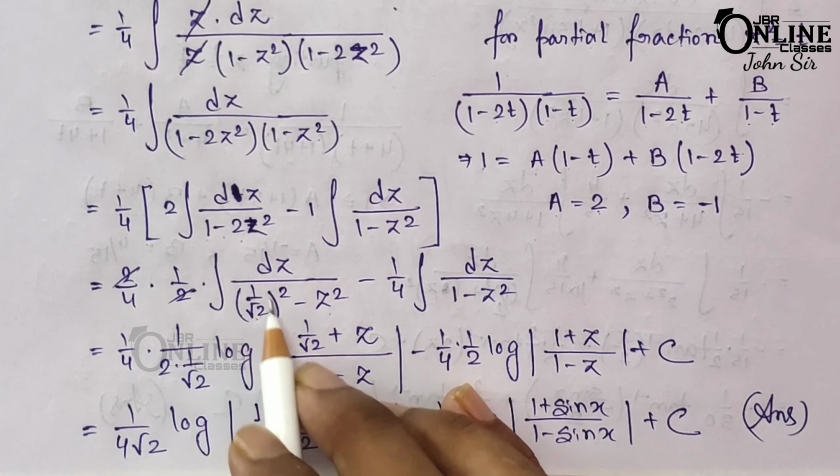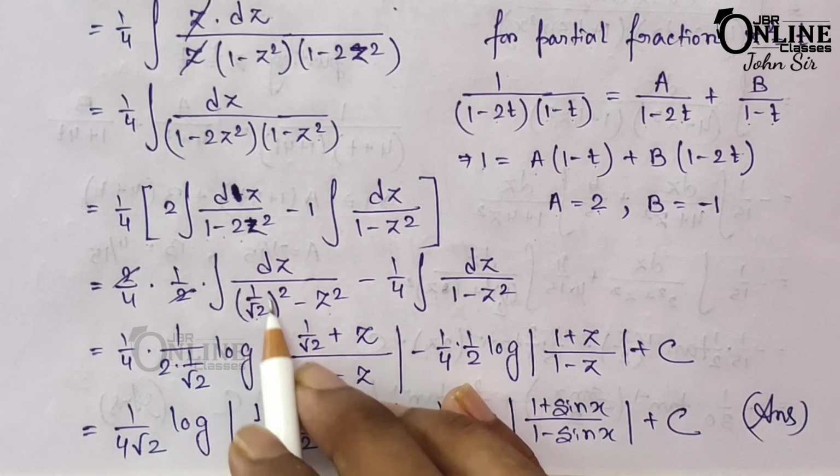So now you can apply the formula integration dz by a square minus z square, and that equals 1 by 2a log (a plus z)/(a minus z). As here a means 1 by root 2, so 1 by 2 into 1 by root 2 log (a plus z)/(a minus z). And for this one, the a square minus x square formula, so 1 by 4, 1 by 2a log (1 plus z)/(1 minus z) plus c.